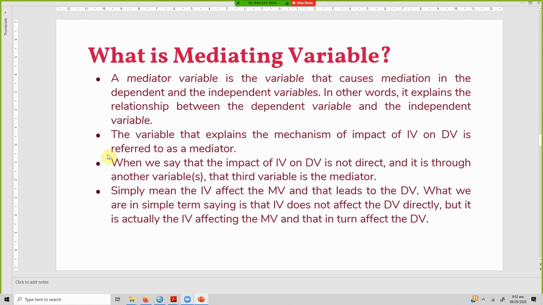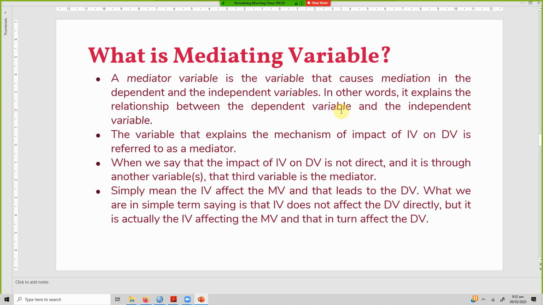The last form of relationship is the mediating variable. A mediator variable is the variable that causes mediation between the dependent and independent variable. In other words, it explains the relationship between the dependent variable and the independent variable. How does it explain that relationship? The variable that explains the mechanism of impact of IV on DV is referred to as a mediator. It shows how the independent variable is influencing the dependent variable.